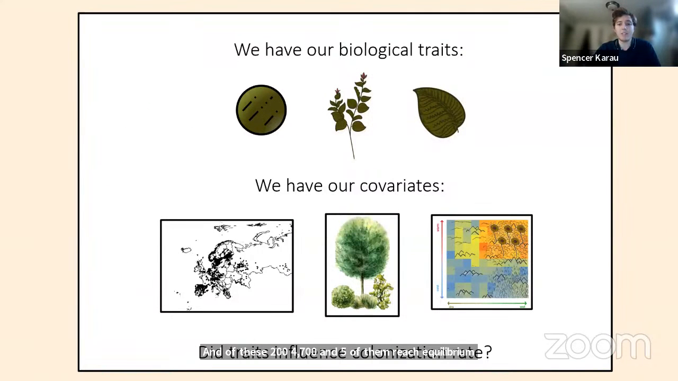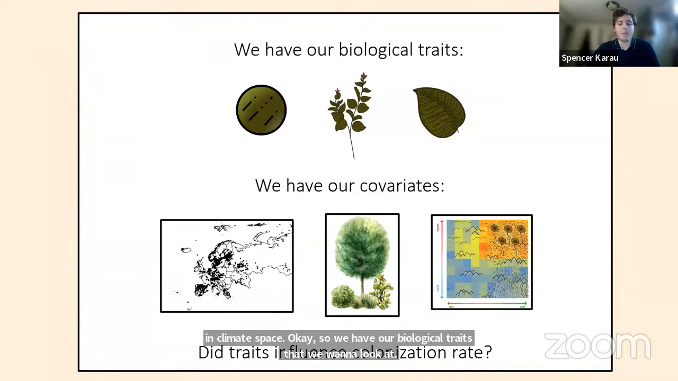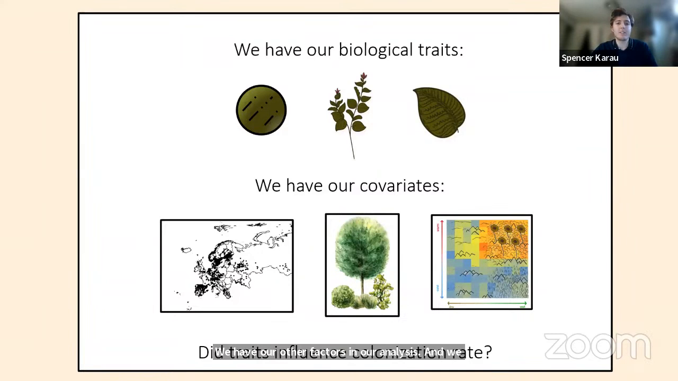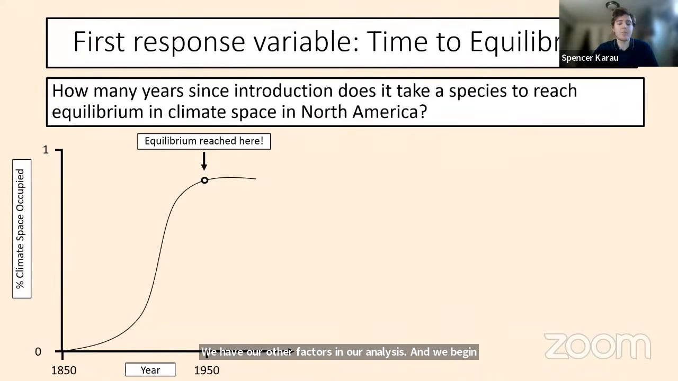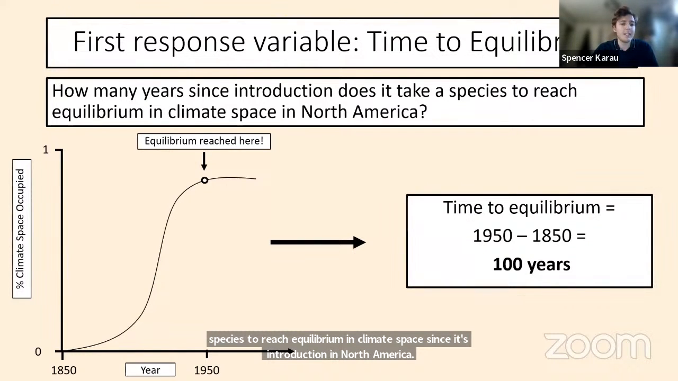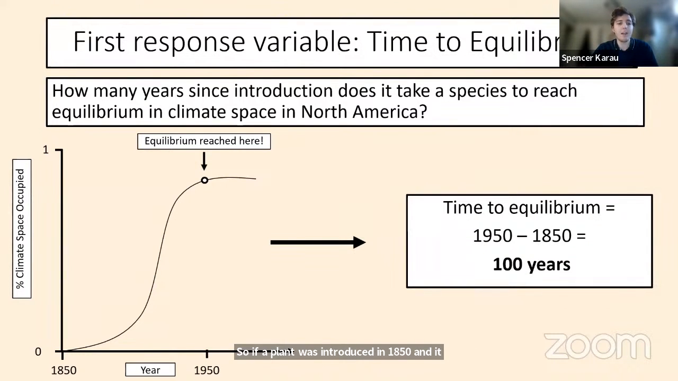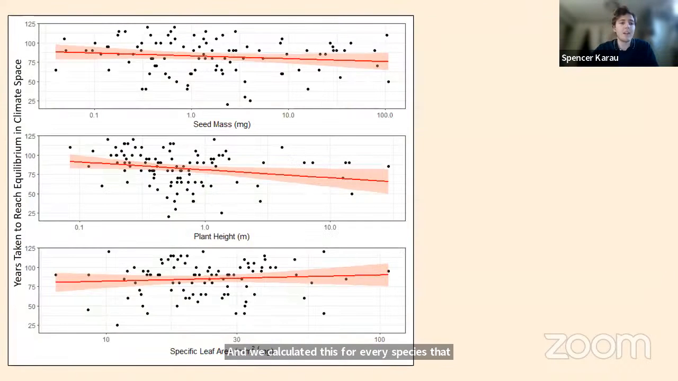Okay, so we have our biological traits that we want to look at. We have our other factors in our analysis. And we begin answering the question of, did traits influence colonization rate? The first response variable we're going to use to answer this question is time to equilibrium. This is just the amount of years that it took for a species to reach equilibrium in climate space since its introduction in North America. So if a plant was introduced in 1850 and it took until 1950 to reach climate equilibrium, time to equilibrium would be 100 years. And we calculated this for every species that reached equilibrium in climate space.